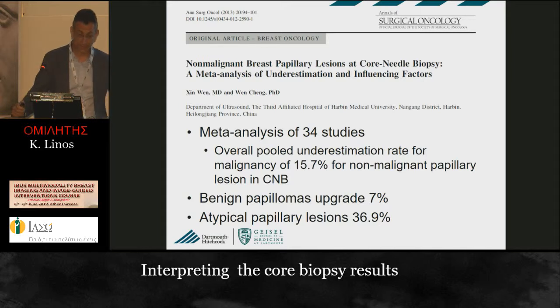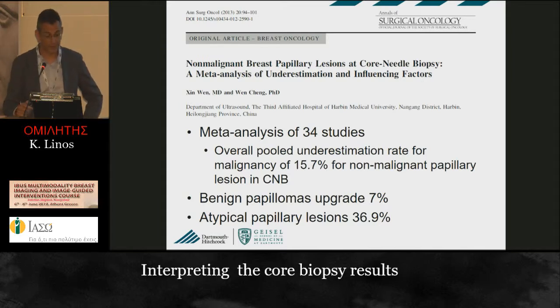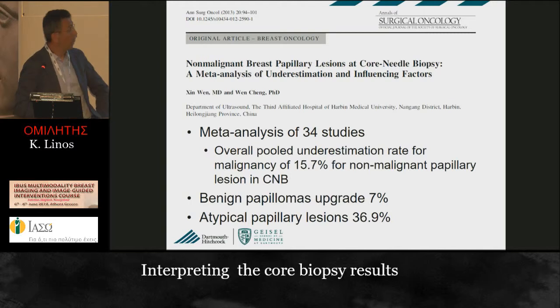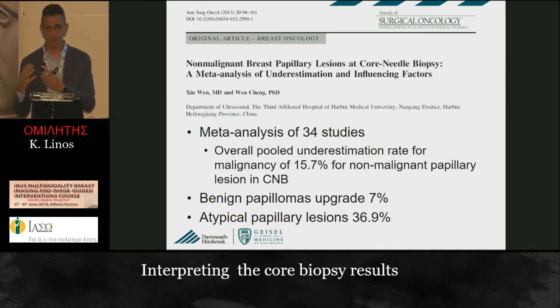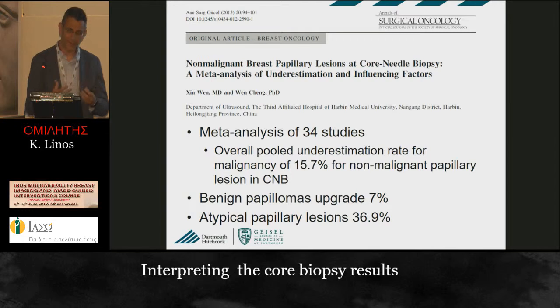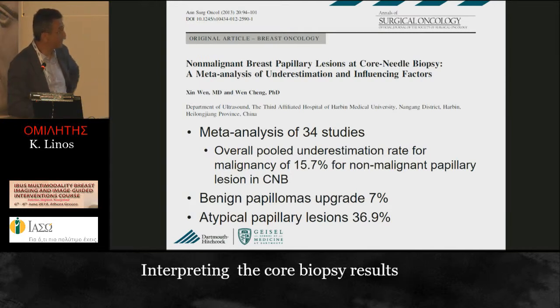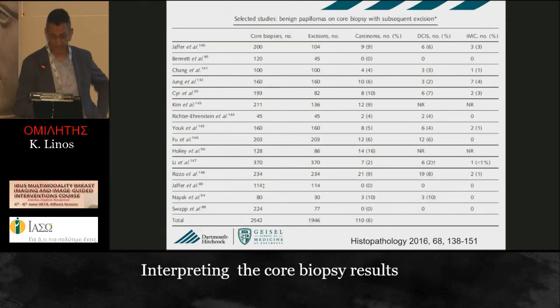There was this paper, a meta-analysis of 34 studies. Overall there was a pooled underestimation rate of malignancy of 15.7%. However, if you look pretty carefully at this paper, they pooled together totally benign papillomas with atypical ones, so the data are not very reliable. In the benign papillomas, the upgrade was about 7%, and in atypical lesions it was much higher, as expected.